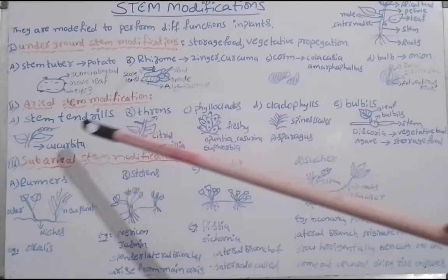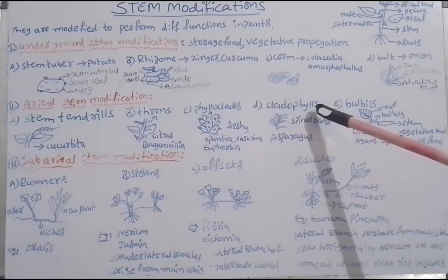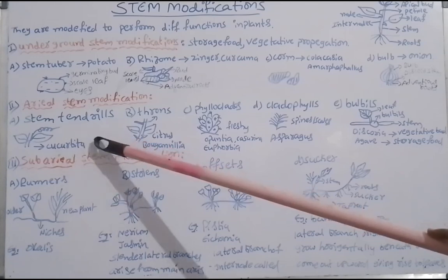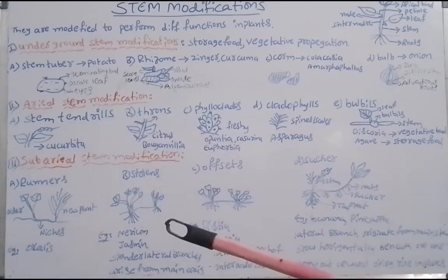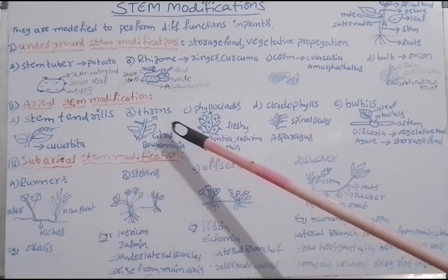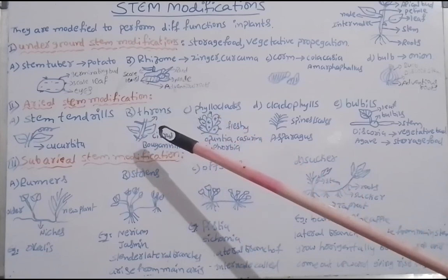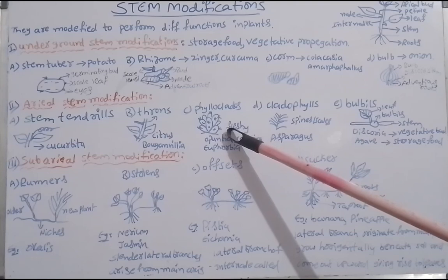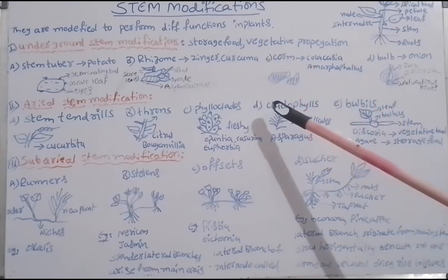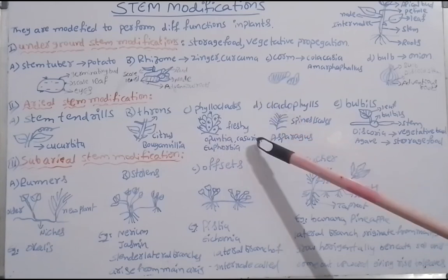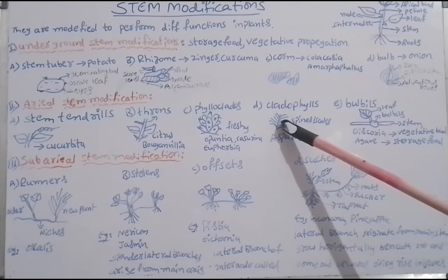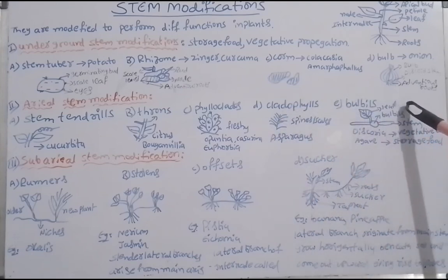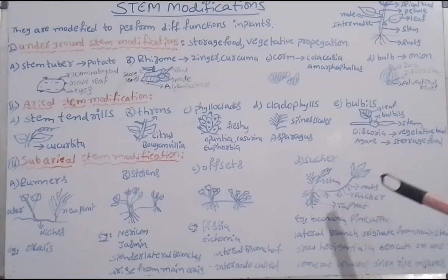Aerial stem modifications are 5 types: stem tendrils, thorns, phylloclades, cladophylls, bulbils. Stem tendrils, cucurbita, pumpkins, watermelon. Example, these tendrils are spiral shaped and coiled structures. Next one, thorns, woody straight structures, and buds of stem may also get modified into woody structures. Example, citrus, bougainvillea. Phylloclades, the stem is modified into a fleshy part. Example, Opuntia, Casuarina, Euphorbia. This fleshy part is used in the photosynthesis process. And cladophylls, these are in the asparagus plant. These are modified to perform photosynthesis. Next one, bulbils. Example, Dioscorea, agave. These bulbils are used in vegetative propagation. Next, storage of food materials.